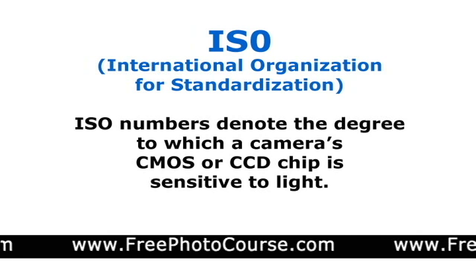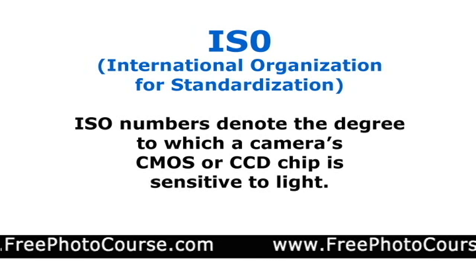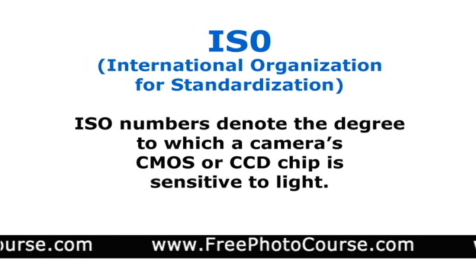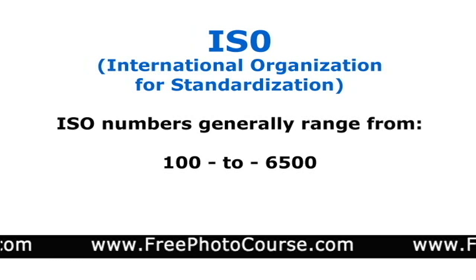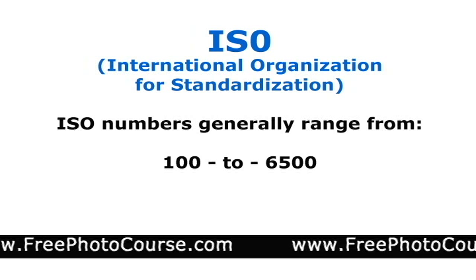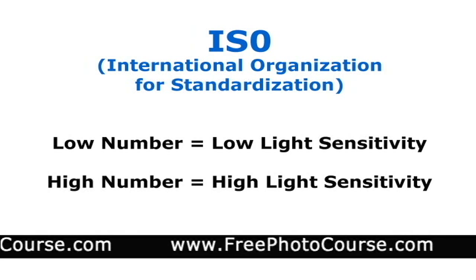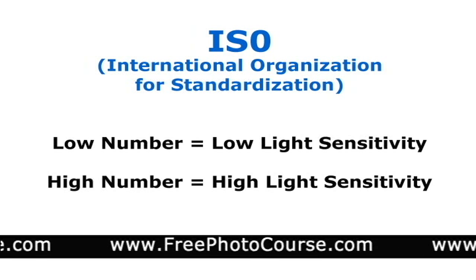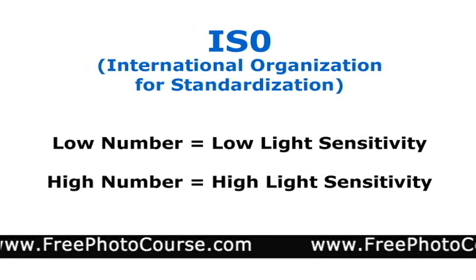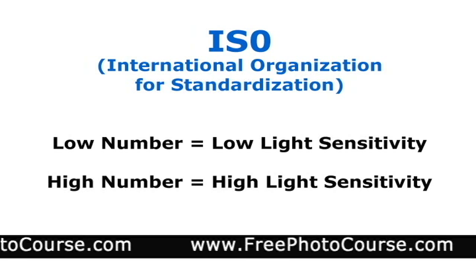ISO numbers denote the degree to which a camera's CMOS or CCD chip is sensitive to light. So what it's really all about is how much a camera is going to respond to a given amount of light. ISO numbers generally range from 100 all the way to 6500 in some expensive cameras. Just remember that a low ISO number equates to low light sensitivity, and a high ISO number means that the camera is going to be even more sensitive to that same amount of light. So the ISO number is something that can be changed and manipulated.